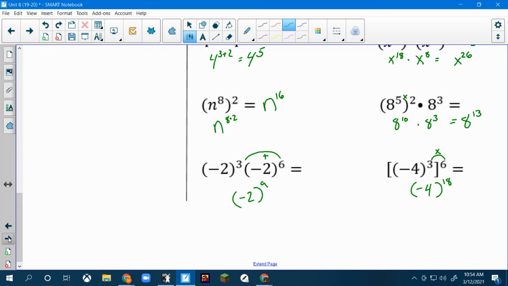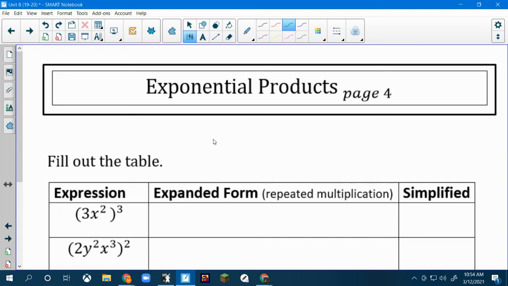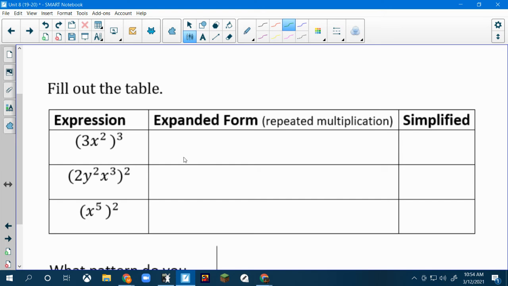Okay, let's try another one. Keep going with these exponential products. We have now a number in front of a variable. What is actually happening here is you are again taking what's inside the parentheses that many times. So this first one is going to be 3x squared times 3x squared times 3x squared.